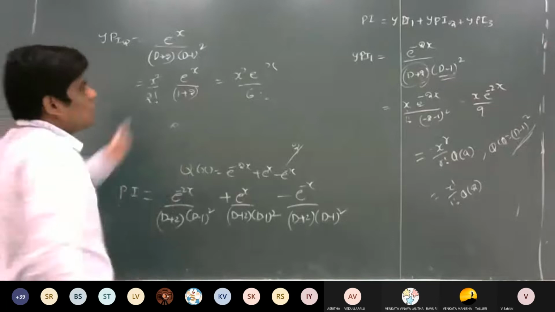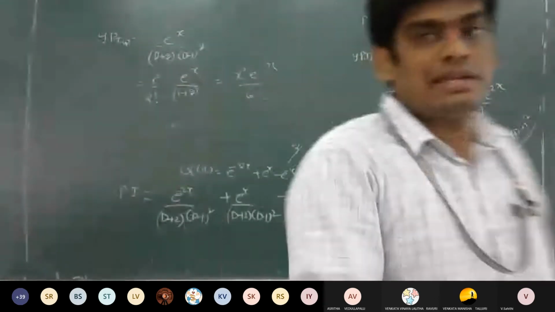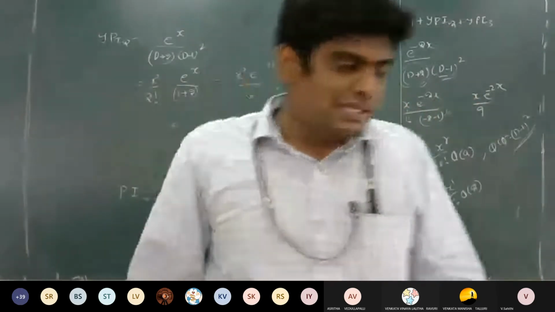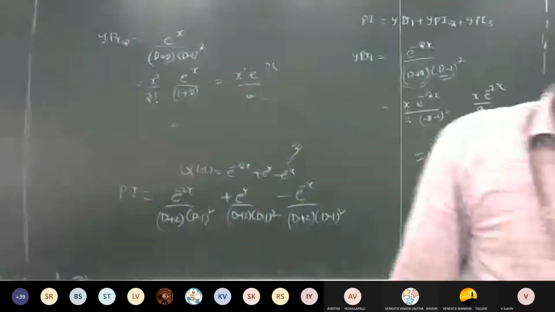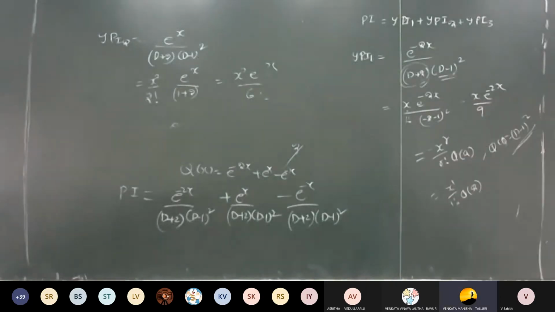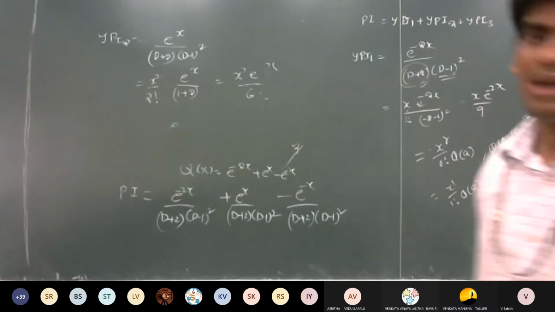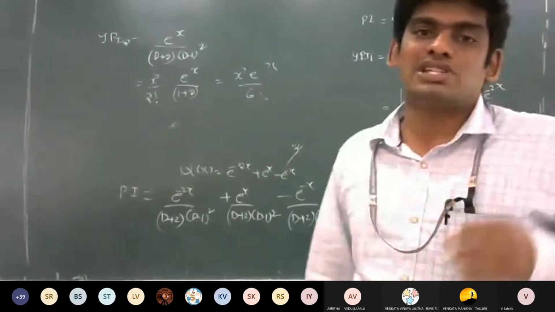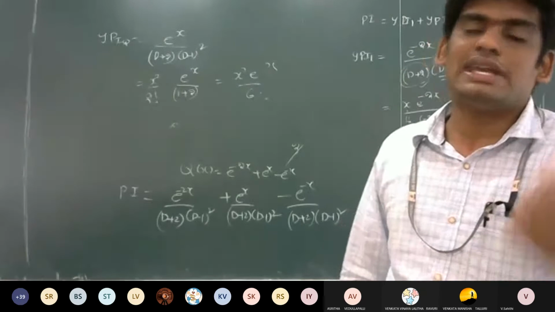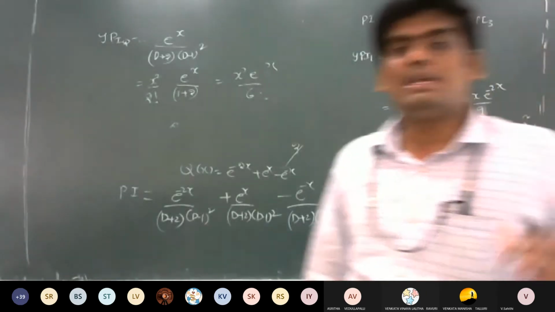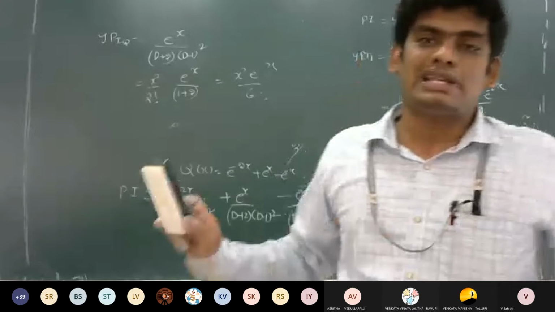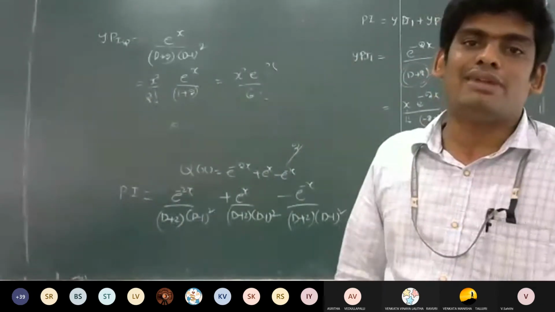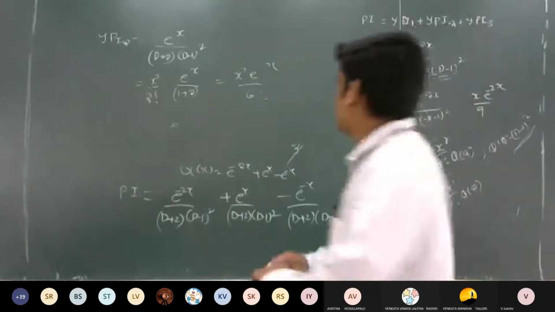So the next function is y pi 3. Is y pi 3 a failure case or regular case? Regular case, sir. Yes, regular case, there is no problem. So you can directly substitute D by minus 1. Because the coefficient in the exponential function is minus 1 e power x, so a is equal to minus 1. Just replace D by minus 1, then you will get the answer directly. Finally you can add these all, then you will get the required particular solution to the given differential equation. So that is the problem.